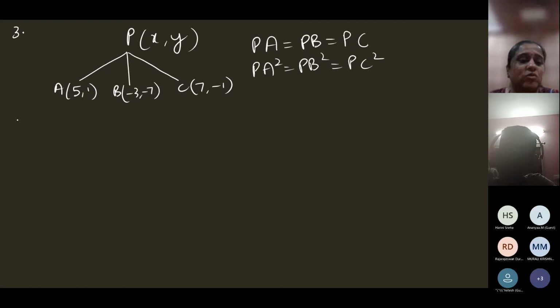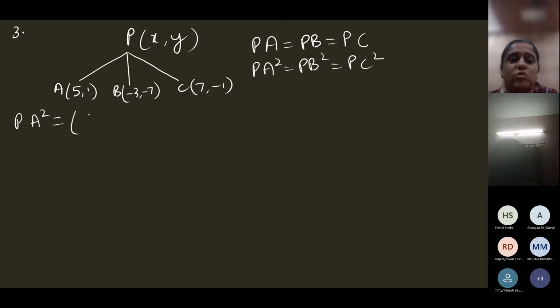Now let's find PA square. We'll have to find everything: PA square, PB square, and PC square. Let's find PA square. So we won't write that square root, that's all. (x2 minus x1) the whole square. So like (x minus 5) the whole square. P and A, subtract the x coordinates whole square plus subtract the y coordinates whole square.